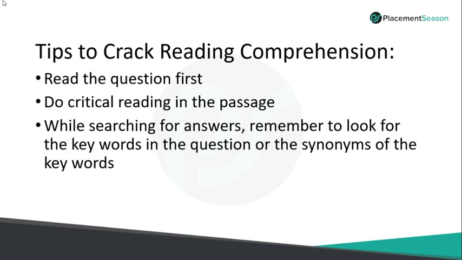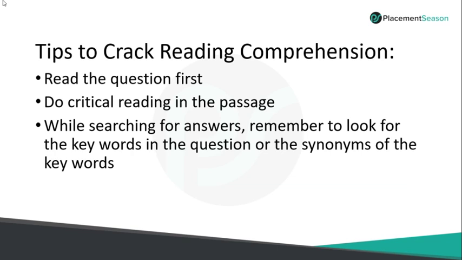And you just have to know a few tricks that can help you score better. Tip number one, read the question first. There is no point in reading the paragraph when you do not know what you're looking for. So first read the question that is displayed next to the paragraph. It will save you the time of going back to the paragraph and reading it again.